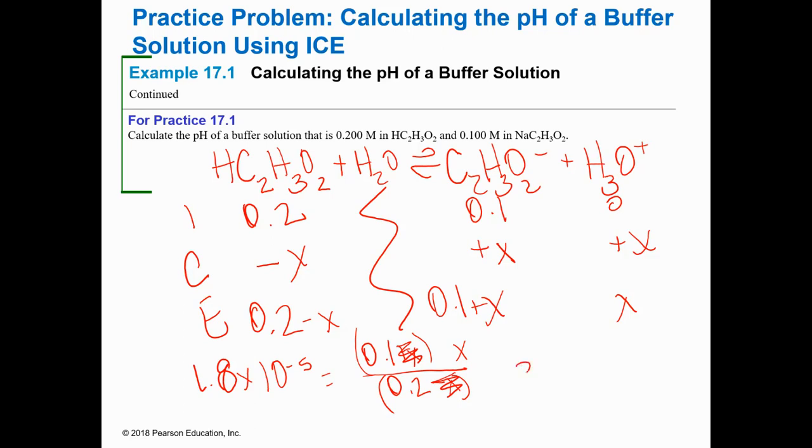And for this, I get x is 3.6 times 10 to the negative 5. Remember, that's molarity. pH is the negative log of that, 4.44. Okay, so it changed a little bit, and that's because I had a different amount of acetic acid.